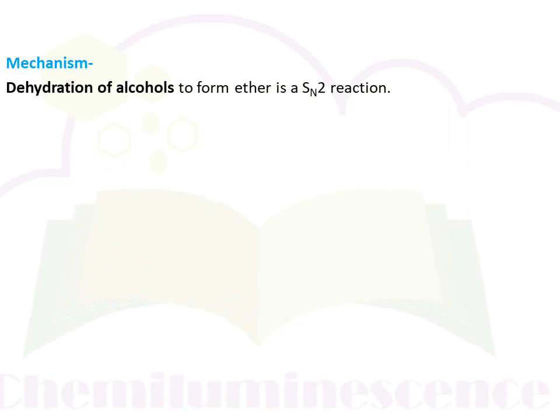Let's see the mechanism of this reaction, that is, how ether is prepared by dehydration of alcohol. Dehydration of alcohol to form ether is an SN2 reaction, that is, substitution nucleophilic bimolecular reaction. Substitution nucleophilic bimolecular reaction means in the rate determining step 2 molecules are involved, hence it is a bimolecular reaction.